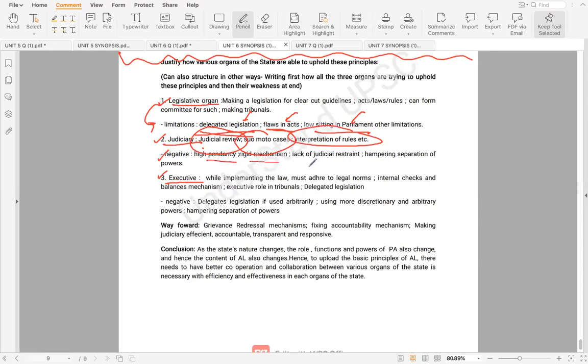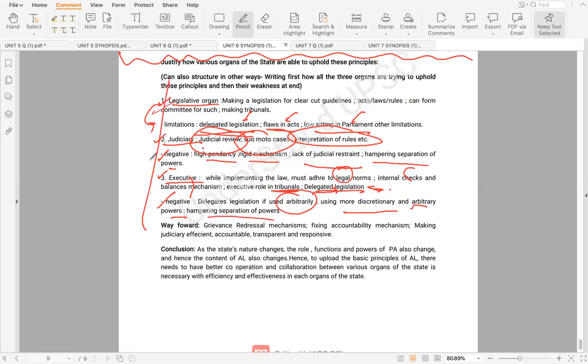High pendency, rigid mechanism, lack of judicial restraint, hampering the separation of powers. Executive, while implementing the law, must adhere to legal norms, internal checks and balance mechanisms, executive rules and tribunals, delegated legislation. They play an important role. Negatives: delegated legislation, if used arbitrarily, is negative. Using more discretionary and arbitrary powers hampers the separation of powers.